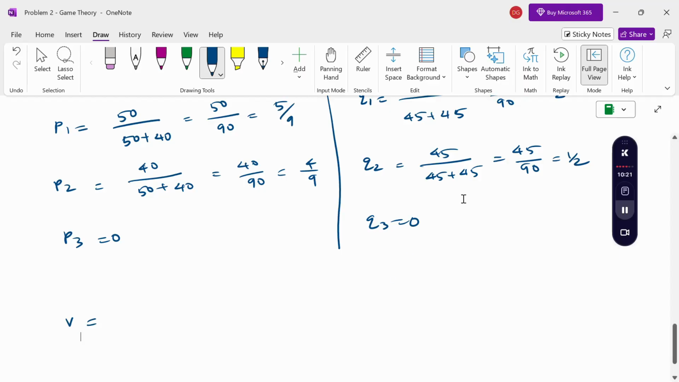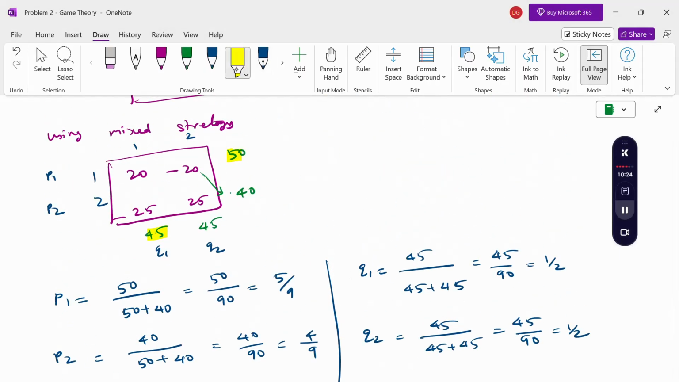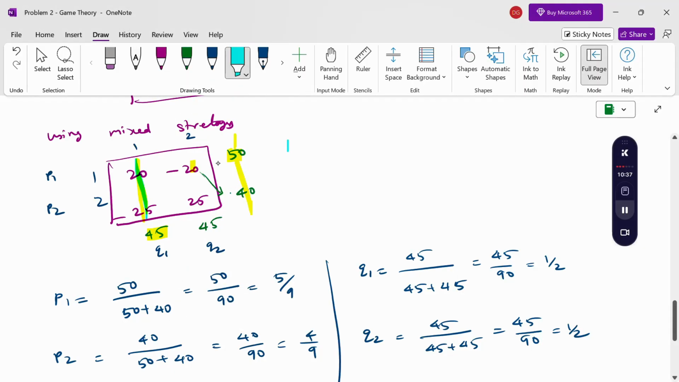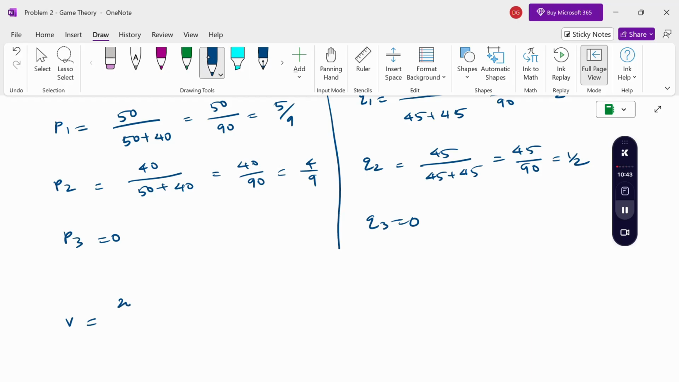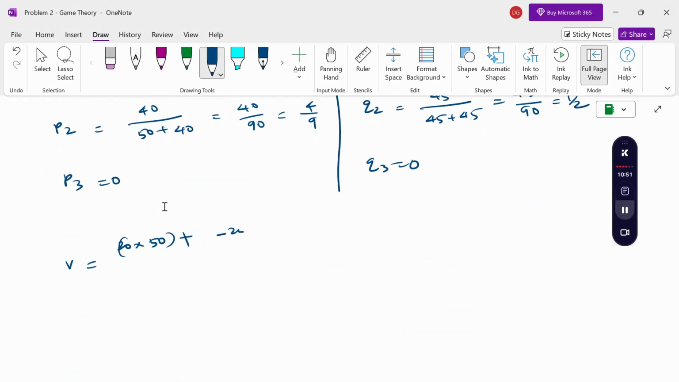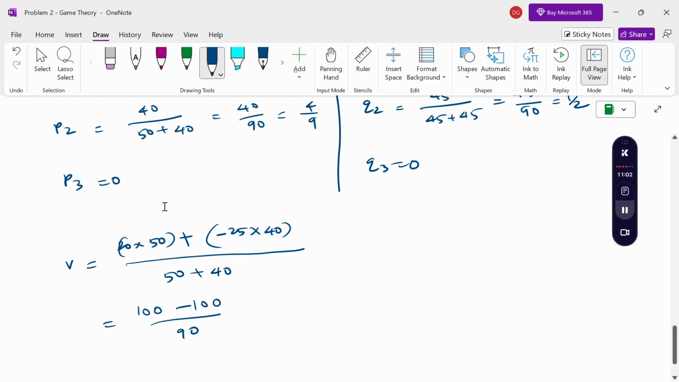Then the value of the game. The value of the game is found by comparing the row or column. So when I compare these columns, the value of the game is 20 into 50 plus minus 25 into 40, divided by 50 plus 40. When I multiply this, 1000 minus 1000 by 90, the value is 0.